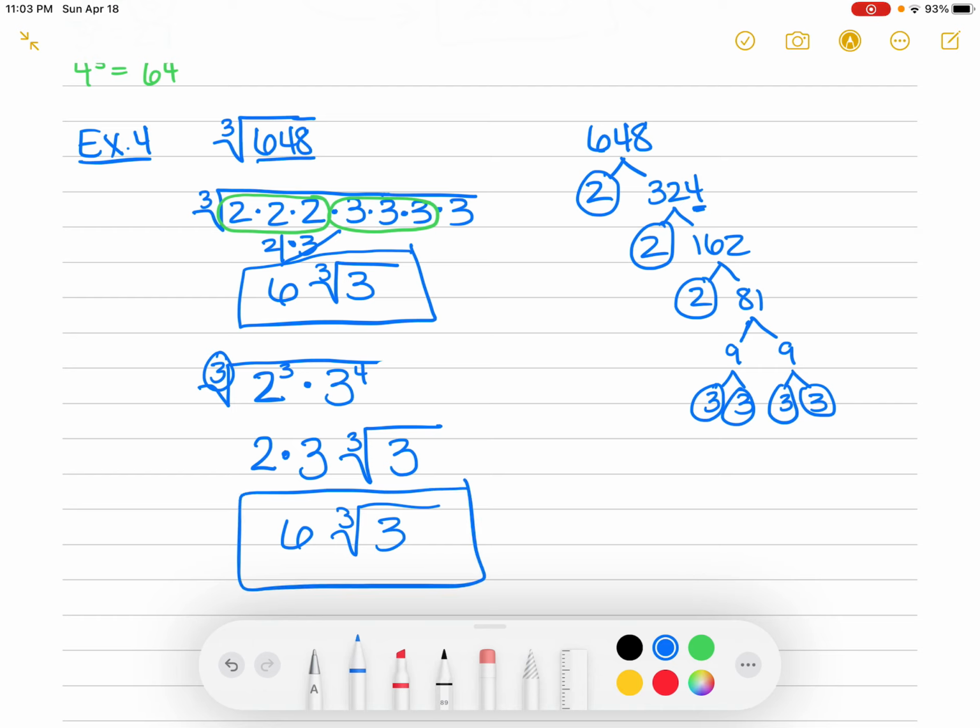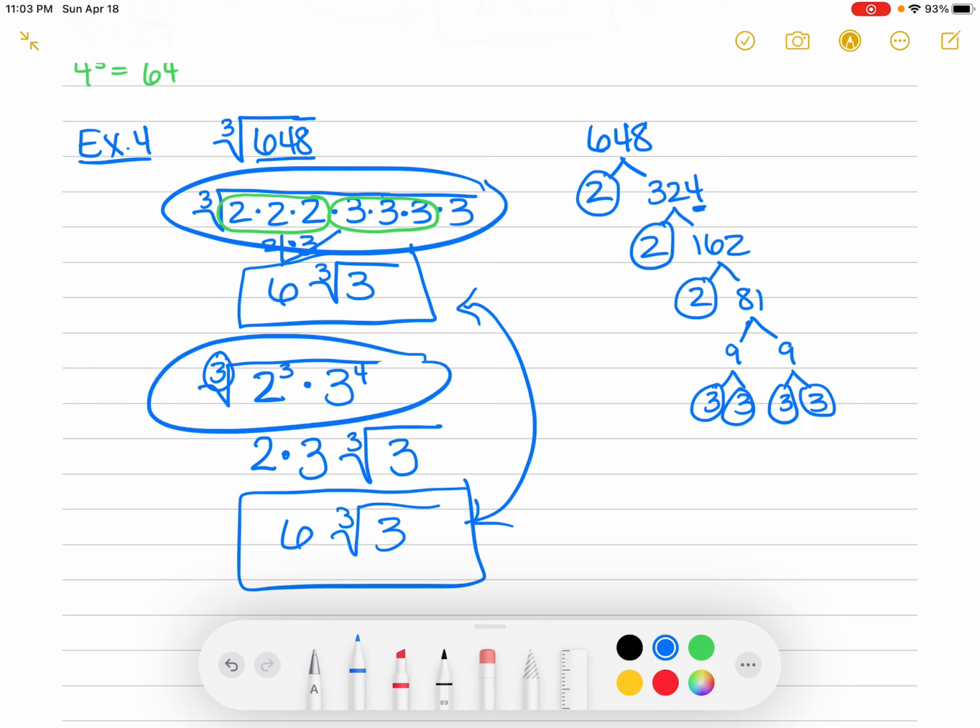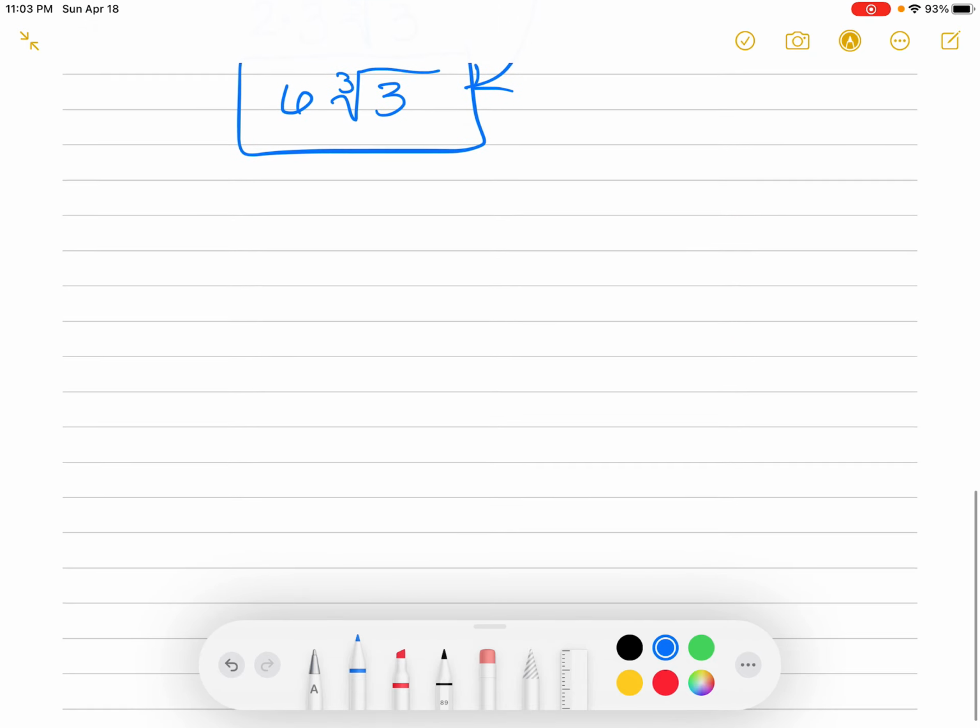So see, I got the same answer for both of these. I just did them a different way. One of them I wrote them all out. You might like it better that way. And one of them I did it with exponents. Okay, let's do that again because I know it's hard to get the first time.